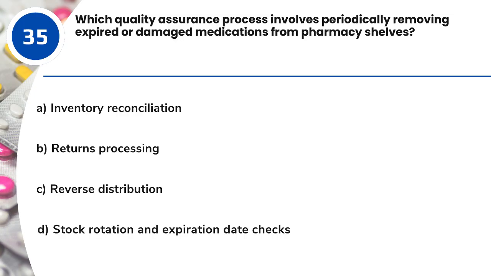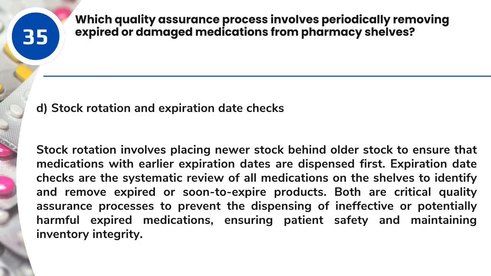Question 35. Which quality assurance process involves periodically removing expired or damaged medications from pharmacy shelves? A. Inventory reconciliation. B. Returns processing. C. Reverse distribution. D. Stock rotation and expiration date checks. Answer D. Stock rotation and expiration date checks.